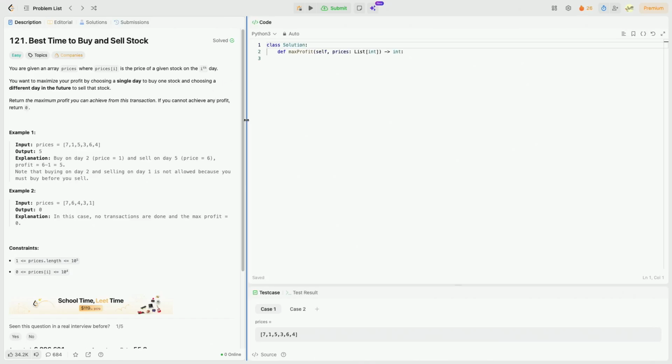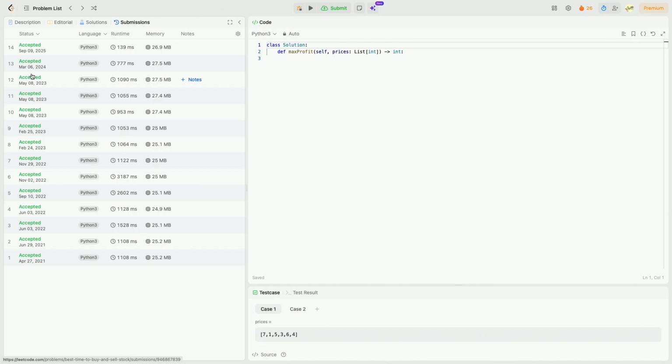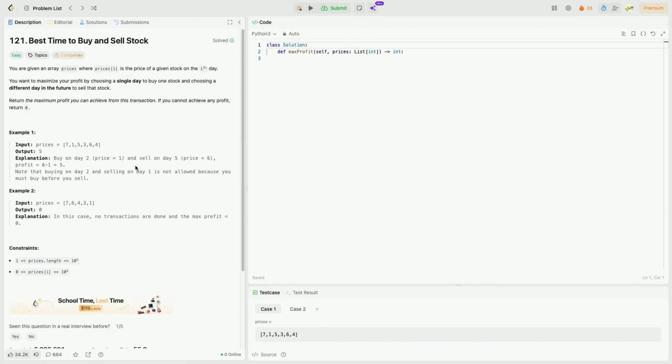We're going to look at another classic one, the easy problem, best time to buy and sell stock. I've done this in the past, actually not that long ago, this month. We're just going to do it again, just for practice. So let's have a quick look at what this is.